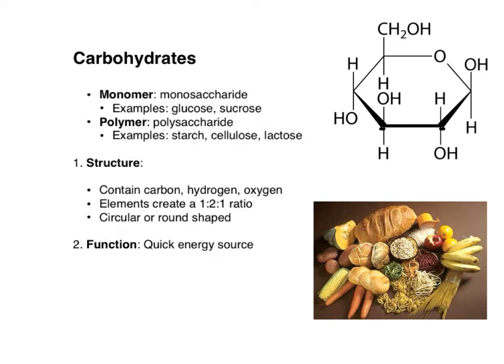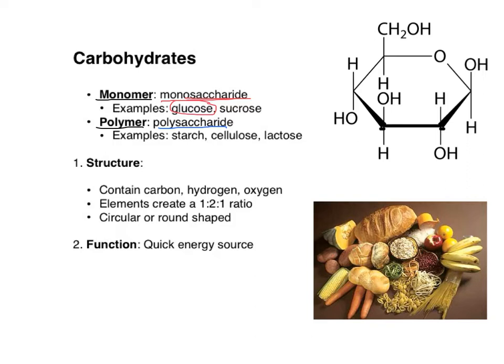Okay, we've talked about carbohydrates a lot this week, and we started off the week talking about monomers and polymers. And so carbohydrates have specific monomers and polymers. The name for a carbohydrate monomer is a monosaccharide. Its examples are glucose and sucrose. Glucose is probably going to be the one you hear most often, so make sure you take note of that one. And then the polymer for a carbohydrate is a polysaccharide.